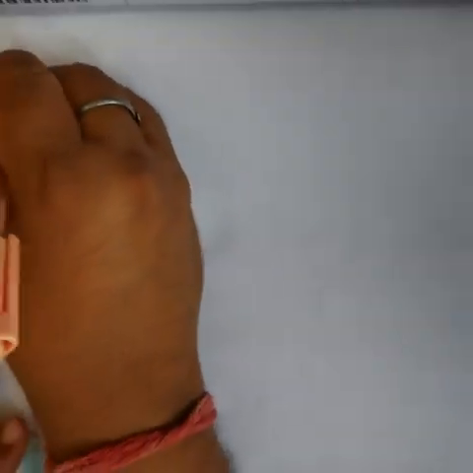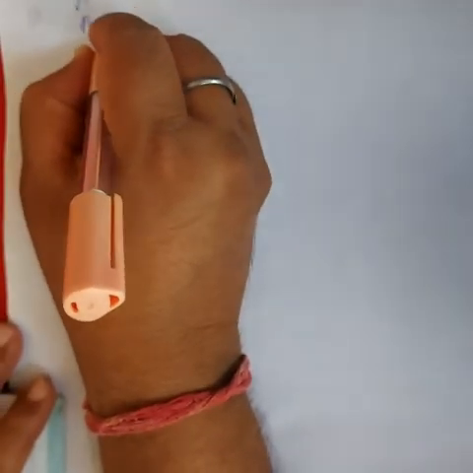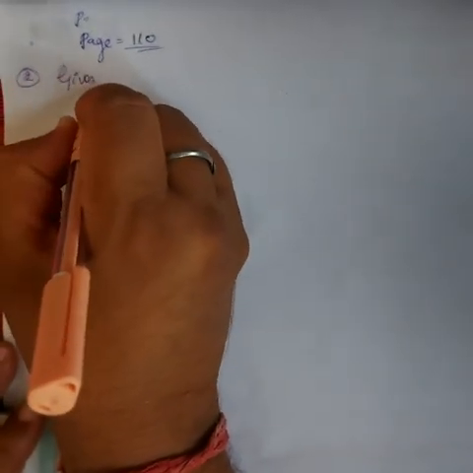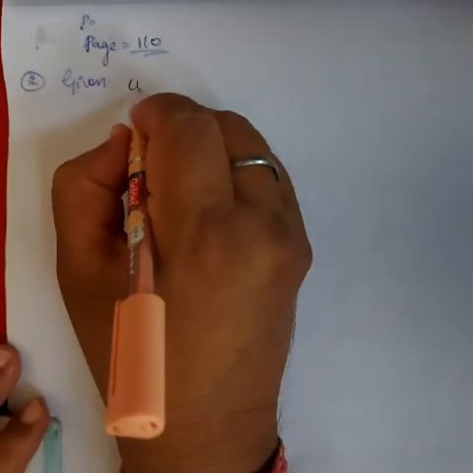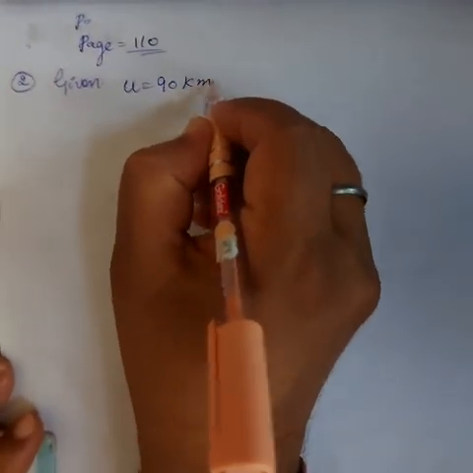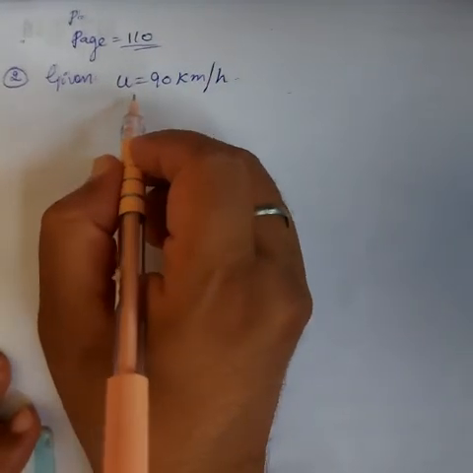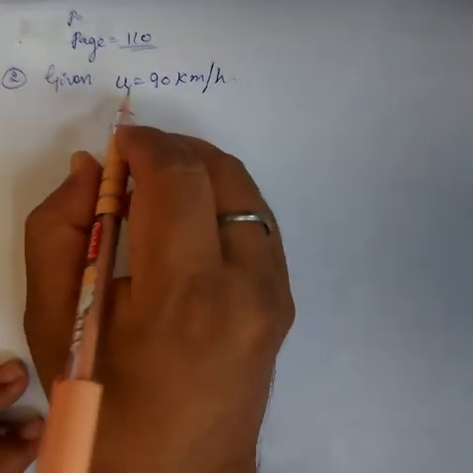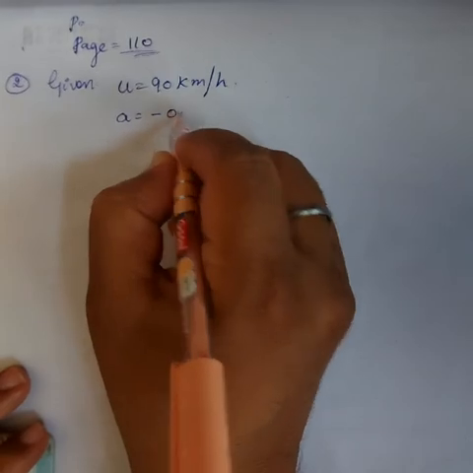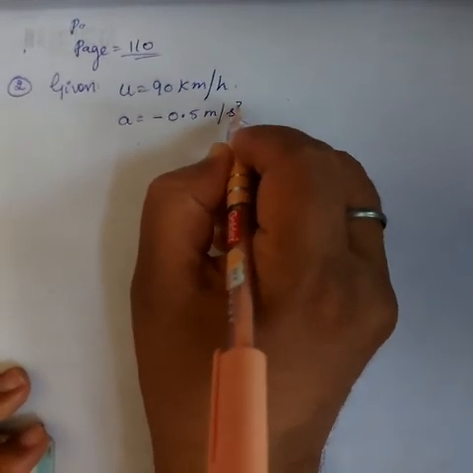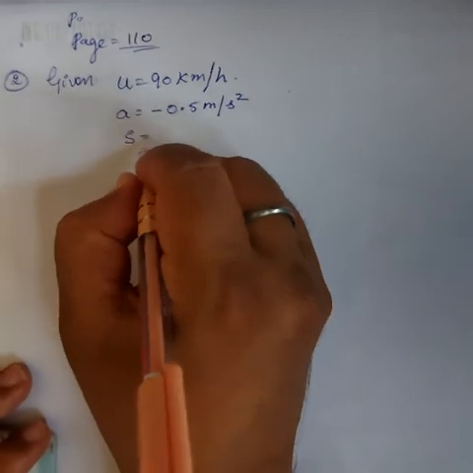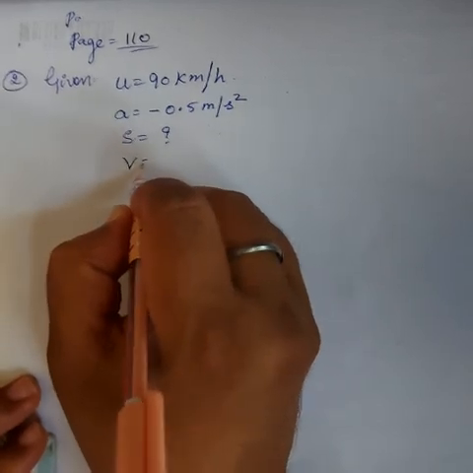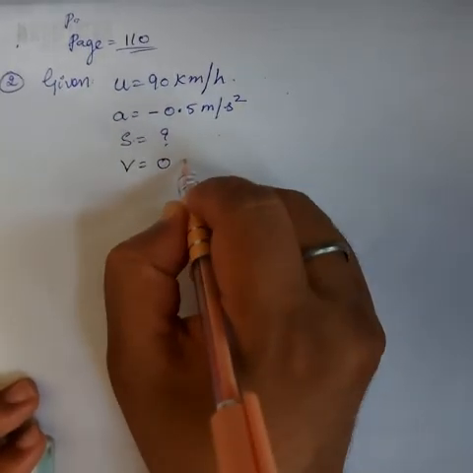So given is, page number 110, question number 2. Given, u is how much? 90 km per hour. U is given, already the train is traveling, that's why u is 90 km per hour, and the acceleration is given, a is equal to how much? Minus 0.5 meter per second square. And how far, s, we calculate first, and then brought to rest, so the final velocity v should be 0 meter per second.